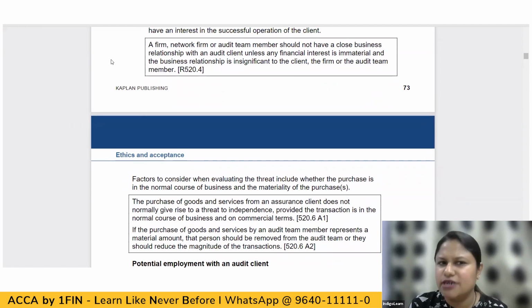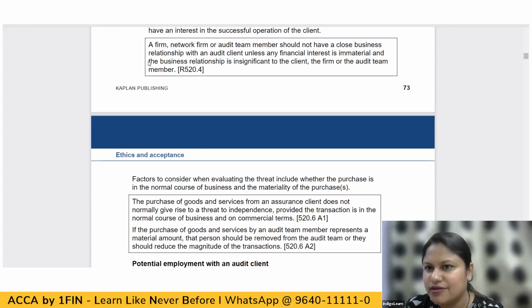Correct? If you're providing some service, the client is required to pay you. And suppose you give a modified opinion, there could be a possibility the client's business could collapse. So in that way, you will not even be able to get your fees properly. So you will definitely have an interest in the operation of the client, because your recovery of money also will be dependent on that.